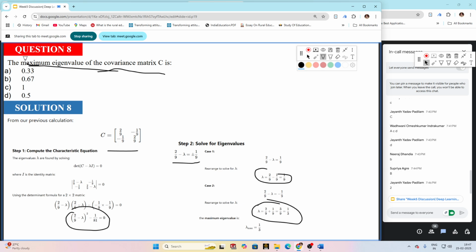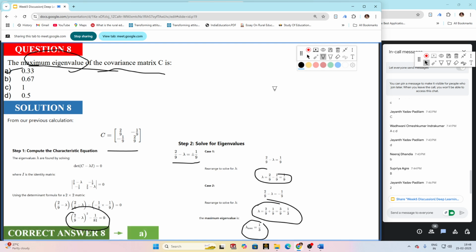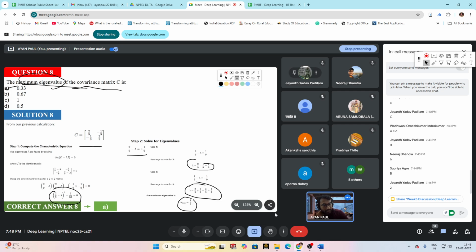Here you have to find the maximum eigenvalue. So of lambda 1 and lambda 2, which is the maximum? Lambda 2 is the maximum, that is 1/3. So 1/3 will be the answer, that is option A. Okay, so is it clear? Yes, sir.